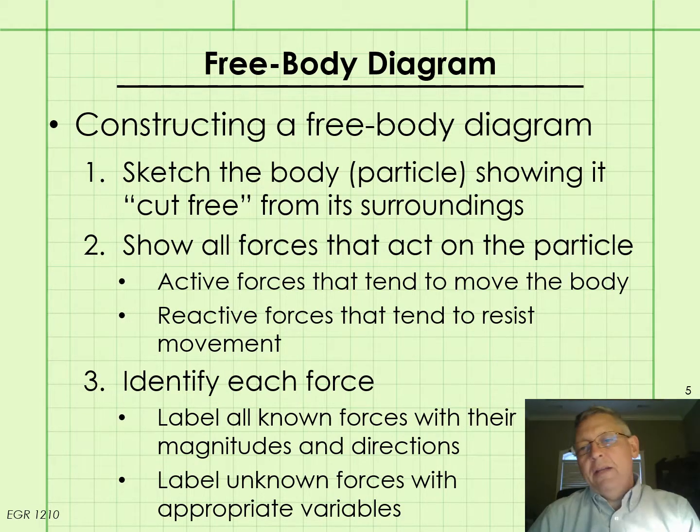We construct a free body diagram using a 3-step process. First, we sketch the body by showing it cut free from its surroundings. Second, we show all forces that act on the particle. This includes active forces that tend to move the body, such as the body's weight, and reactive forces that tend to resist movement. Third, we identify each force. We label all known forces with their magnitudes and directions, and we don't always know both magnitude and direction, and label unknown forces with appropriate variables.